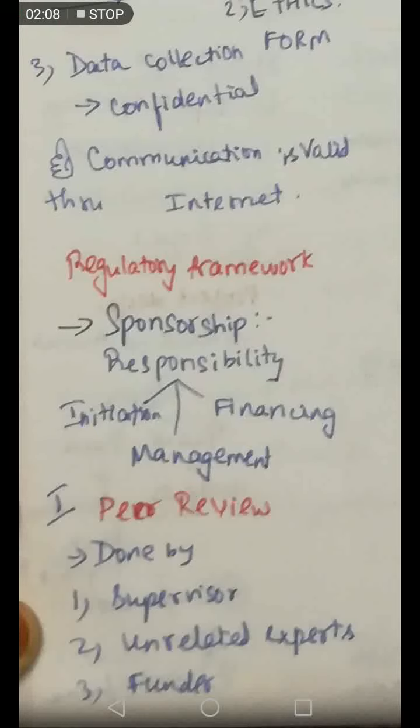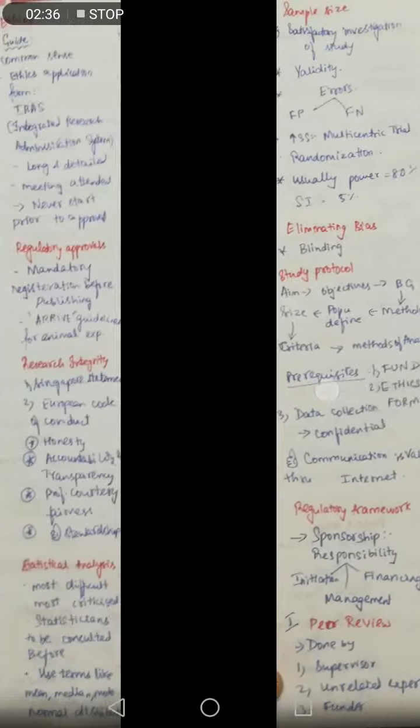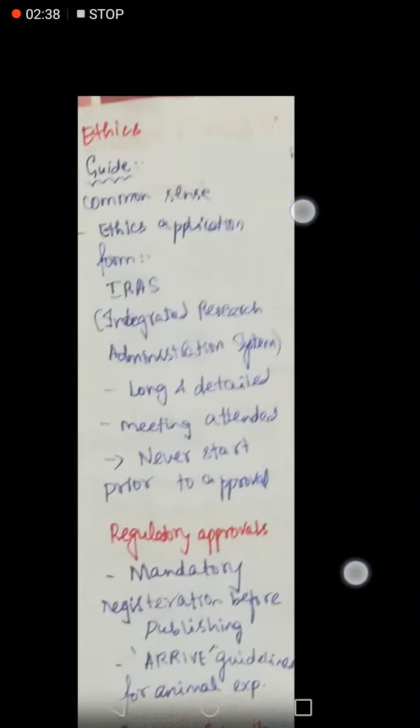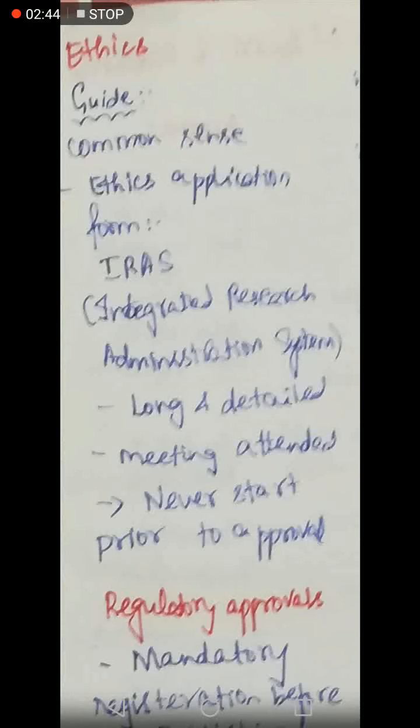Regulatory framework is the next one, which involves sponsorship. It decides the responsibility as well. It takes care of the responsibility for initiation, management, and financing of the project. And then comes the peer review. Peer review is done by a supervisor, an unrelated expert, or a funder. A peer review done by the funder will give information to the funder regarding the progress of your research. Ethics is very important. The guide is common sense, as we already know.